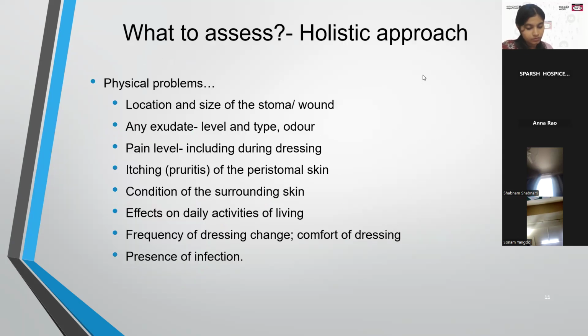So first comes the list of physical problems. Identify where it is located, the size of the wound, the size of the stoma, because some stomas may be large in size. There may be different problems with the stoma. It may be herniated. It may have prolapse. Many problems occur. So we want to find out if any kind of exudate is there. Find out what the level is, what the type is, whether it is giving off foul odor or not. Then there may be secondary infection also, so identify it.